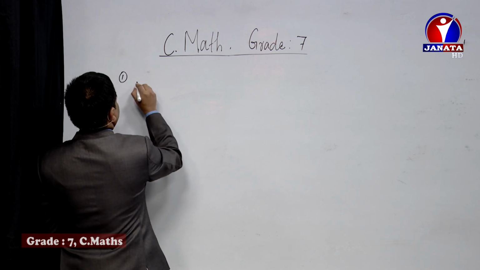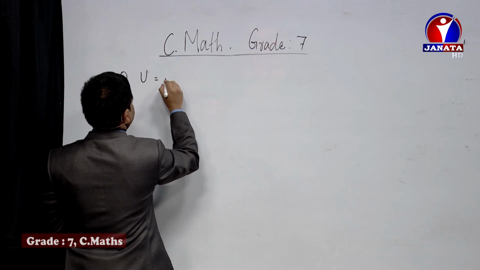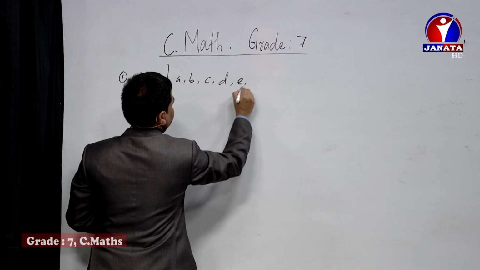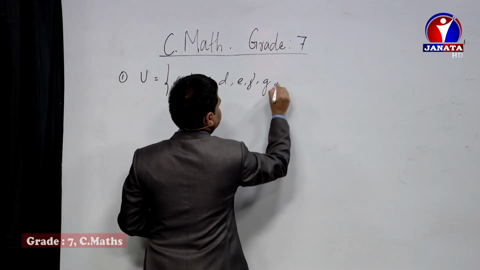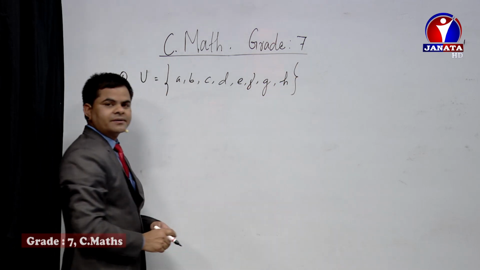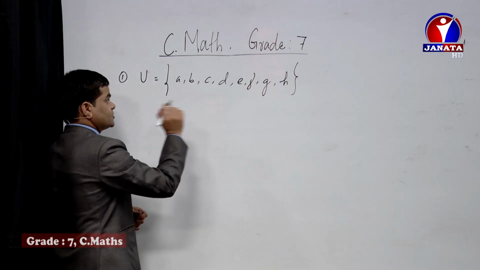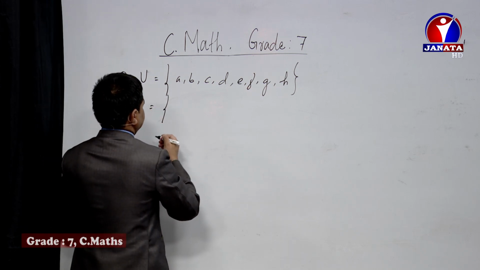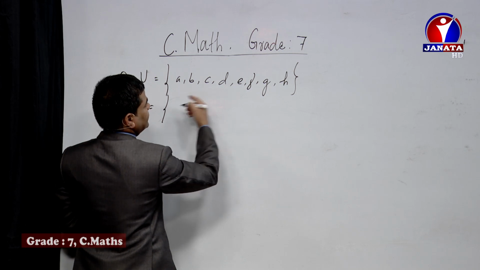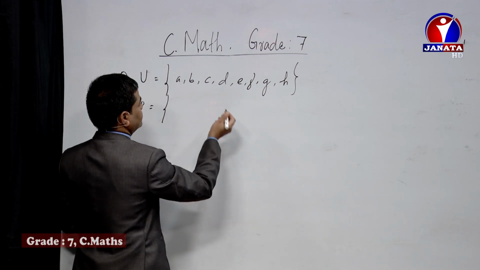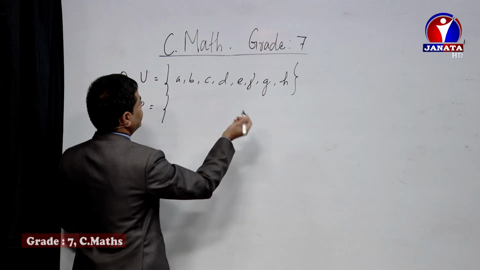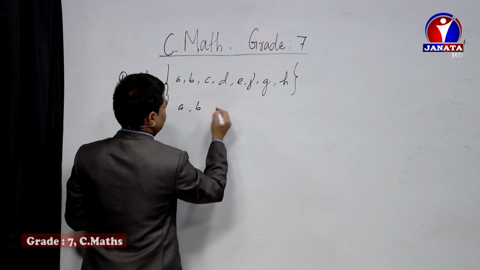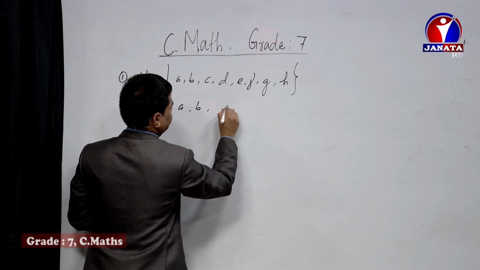Let's take one example, dear students. Universal set having the elements as A, B, C, D, E, F, G up to H. Let's not take more. And then after each subset, let's prepare P set equals to, let's take some of the elements from the universal set. It should not extend more than the universal set. So A, B, and then after let's take some of the elements of the middle one, E, F.